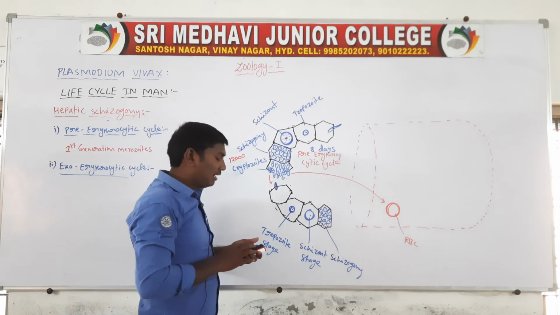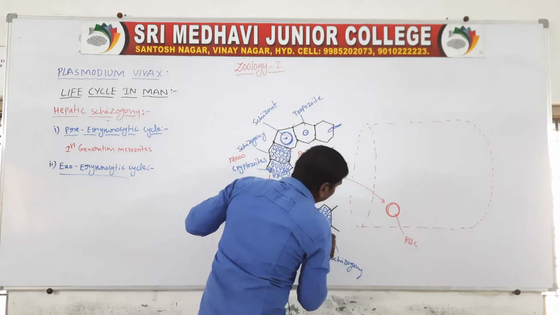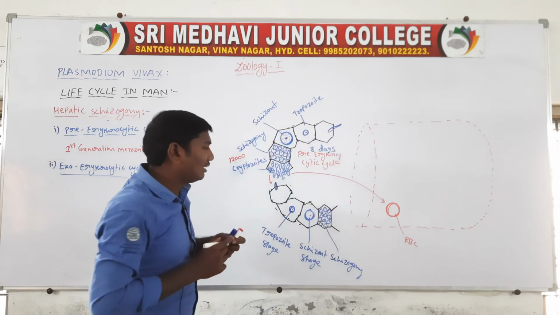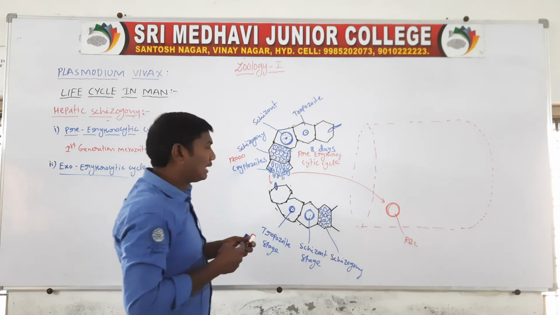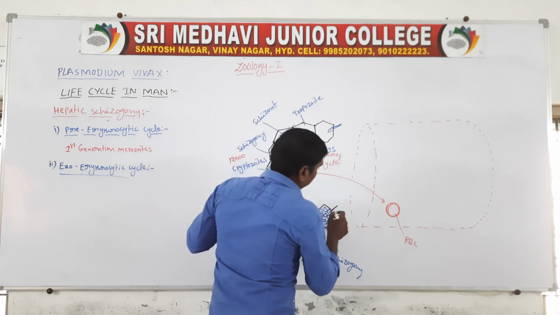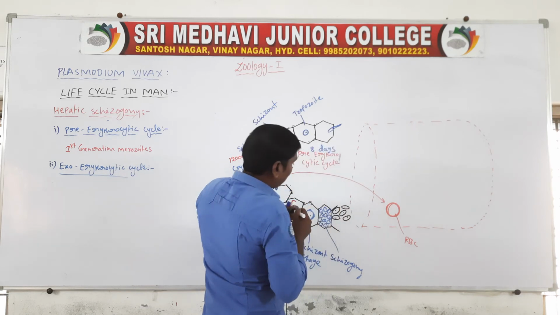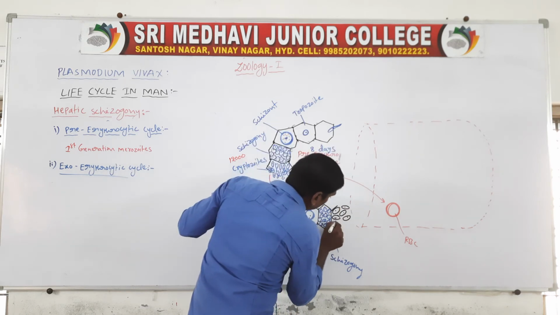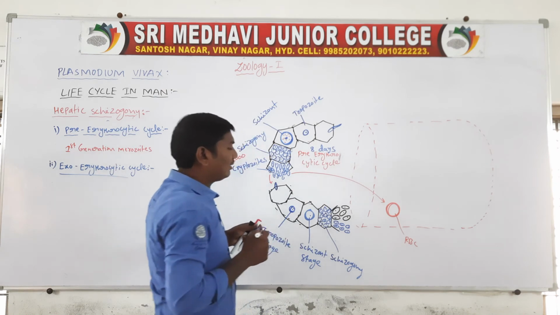Next, the final stage: the liver cell bursts, releasing two types of cryptozoites. One is the large cryptozoites, and the other is the small cryptozoites. Large size and small size.